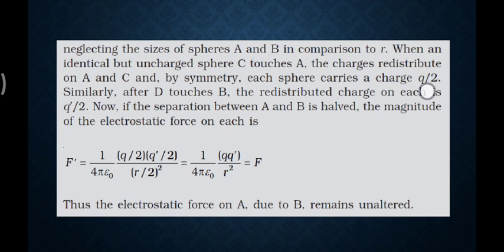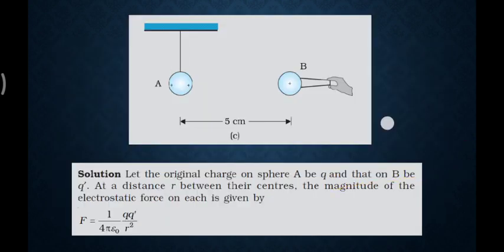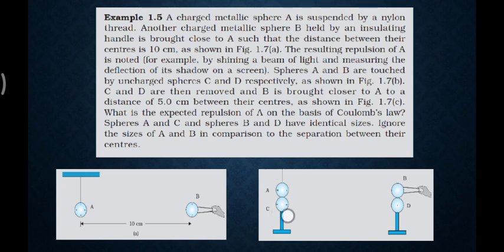Now, when A is touched by the C sphere and B is touched by the D sphere, what happens? When we touch an uncharged sphere, we know that charge is transferred to that sphere also. Here you can see A touches C and D touches B. C and D are both uncharged, but A and B are charged, so they transfer charge to the respective C and D, exactly half of it.